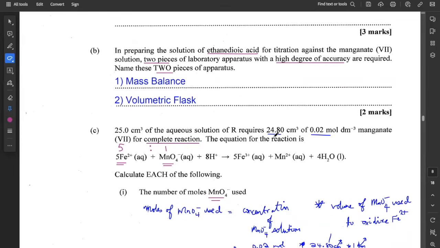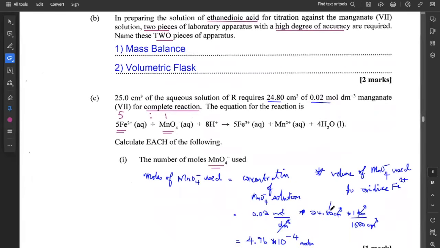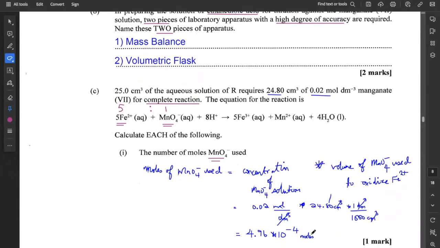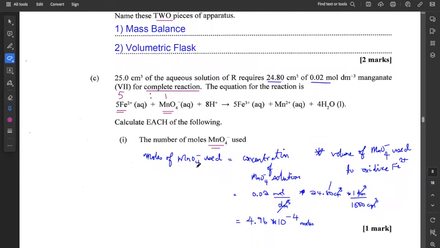So, we're going to have to convert this to dm cube first of all if we're going to multiply it with this, right? So we have our concentration here, and we're multiplying that by the volume, which we've converted to dm cube. And when we do that, we come out with the number of moles used of MnO4- as 4.96 times 10 to the negative 4 moles, okay? So we're good for that. That's 1 mark because they literally just want us to apply this formula, concentration times volume, and that gives us our moles of manganese 7, okay?